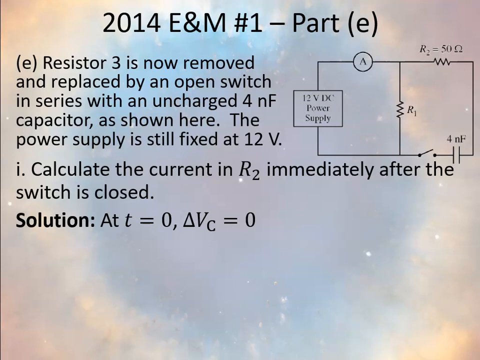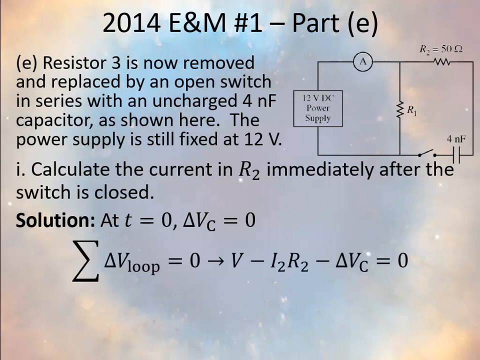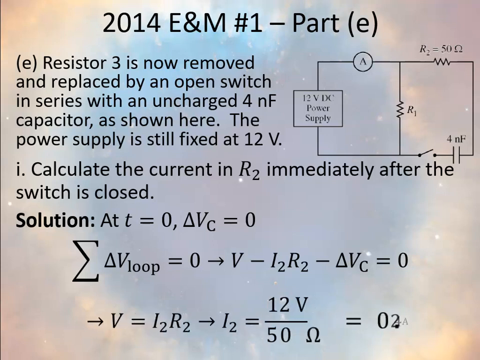So immediately after the switch is closed, we basically just have current going only through that 50 ohm resistor on that side. And again, that 50 ohm resistor is in parallel with R1, so we can just make a nice little loop. We have our loop rule telling us the power supply voltage minus I2R2, where R2 is that 50 ohm resistor, minus the potential difference across the capacitor is 0. And since delta V initially at the instant the switch is closed is 0, that means that I2 is just V over R2, and we get 0.24 amps there.